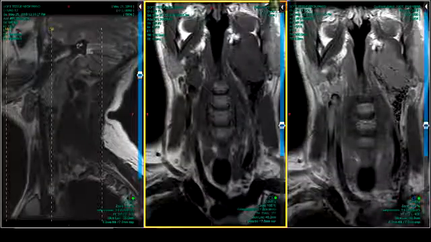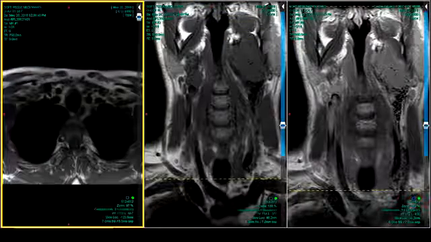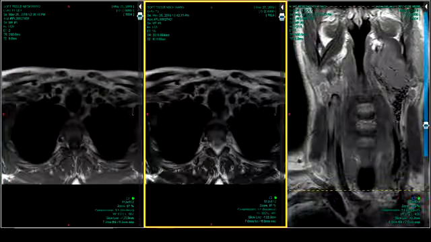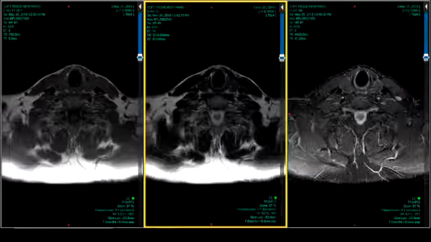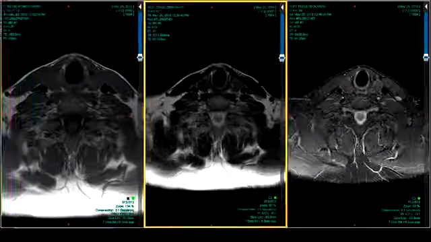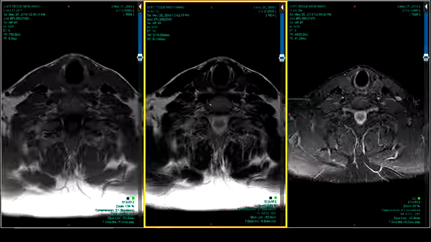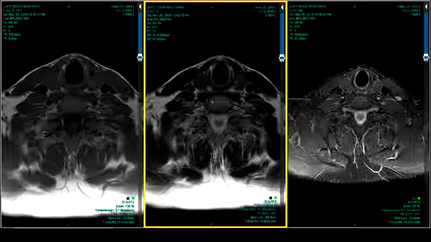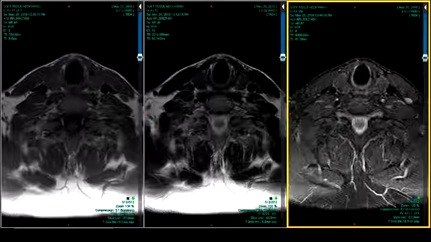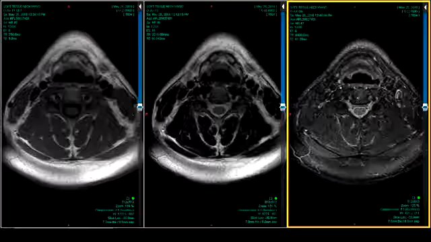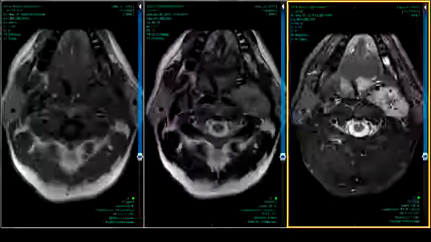Let's put up some axials. I'm sure you already have. I'm going a little more slowly. Let's get those axials up. I'm going to make mine a little bigger. I've got my C minus T1 on the left, my T2 in the middle, and my proton density fat suppression, kind of the detection sequence, on the right.